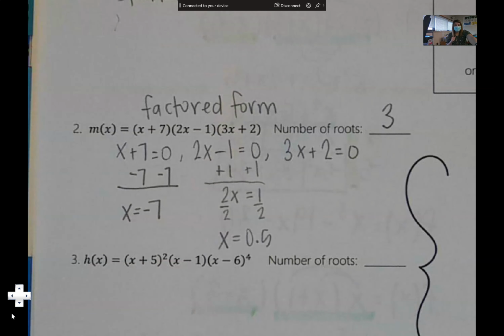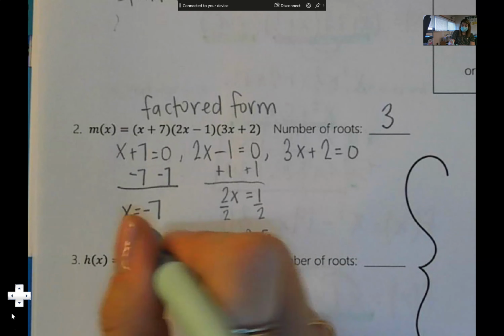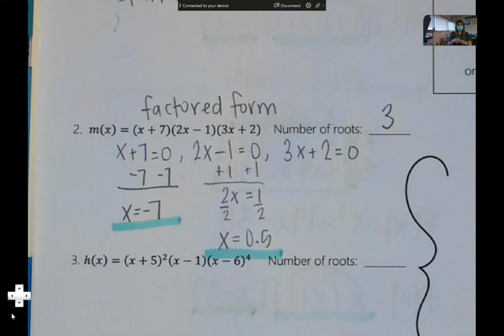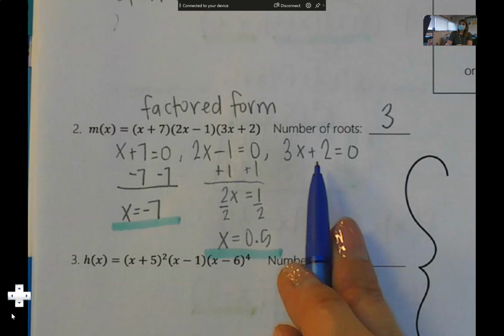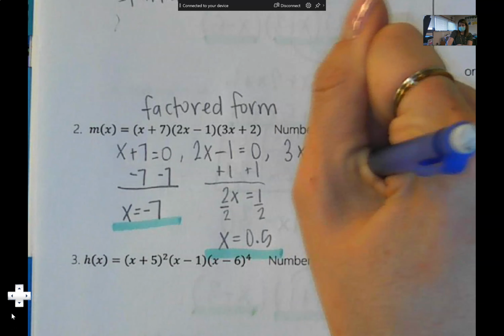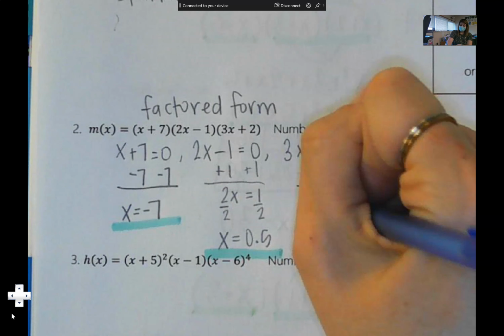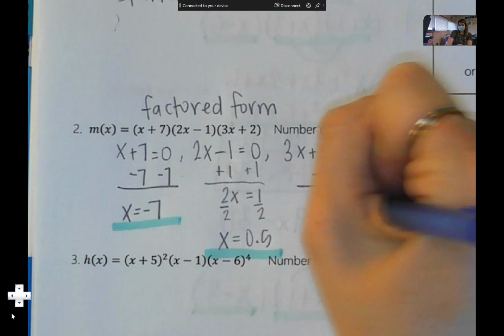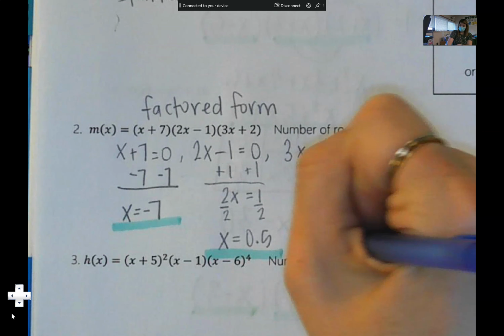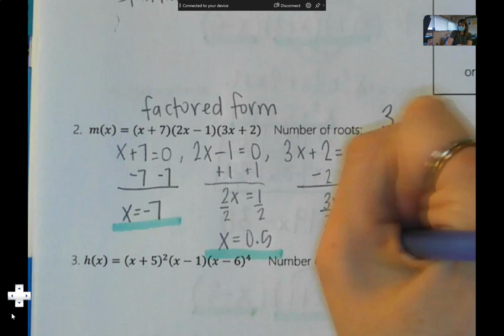Now I am going through this faster because I am not expecting you to have to solve a bunch of equations on your quiz. I just want you to see where these roots are coming from. So let's do the last one. We subtract 2 first. You get 3x equals negative 2. Then you divide by 3. And you get x is negative 2/3.